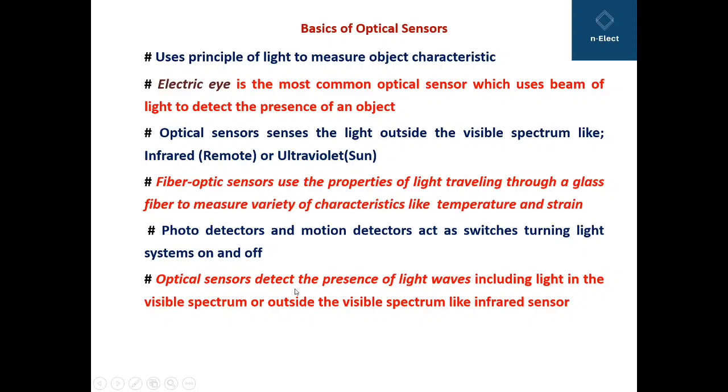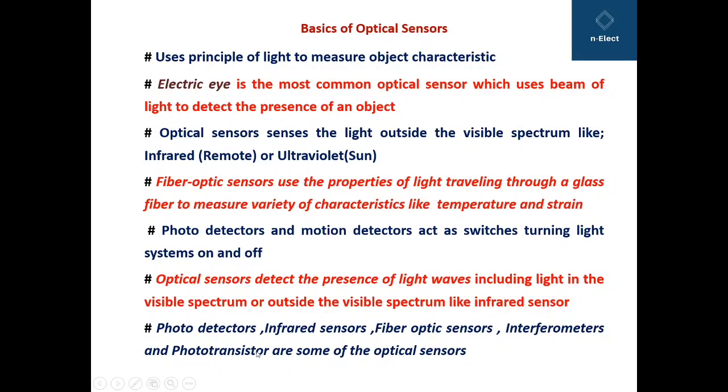Optical sensors detect the presence of light waves, including light in the visible spectrum or outside the visible spectrum, like the infrared sensor as we have seen earlier. Some of the basic optical sensors are photodetectors, infrared sensors, fiber optic sensors, interferometers, and phototransistors. Out of these, we are going to see the phototransistor in detail.